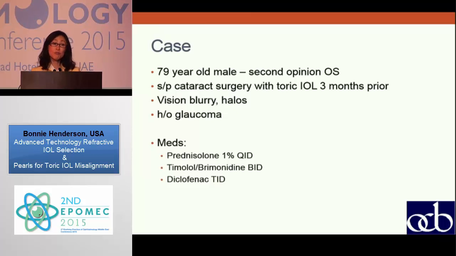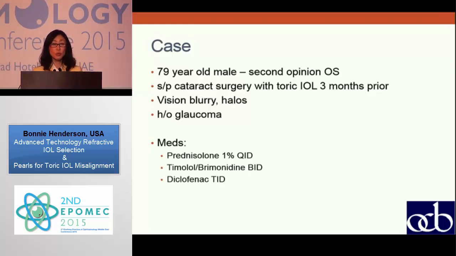He had cataract surgery 3 months ago with a toric lens, and he complains of blurry vision and halos. He has a history of glaucoma, and these are the current meds. So he's still on prednisolone acetate 1% 4 times a day. He's on some glaucoma medications, and he's on a non-steroidal 3 times a day.